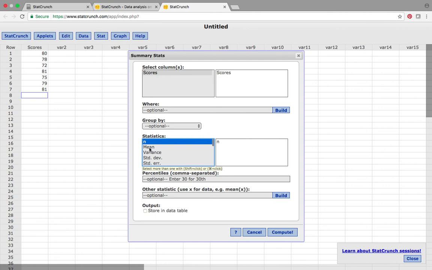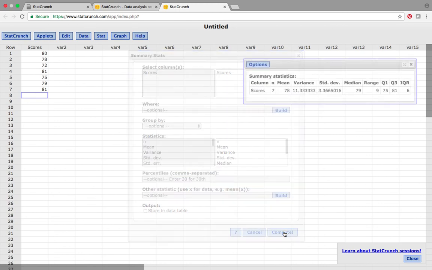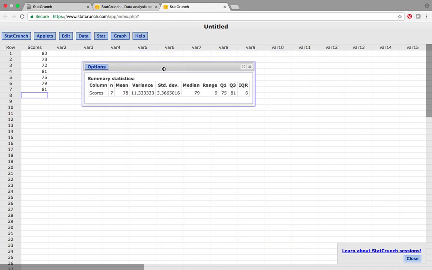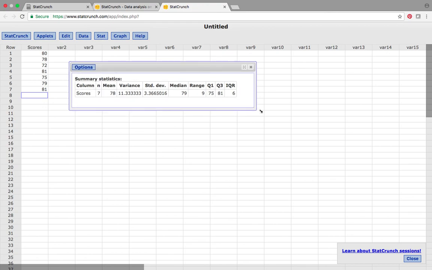So I want the mean, I want the variance, I want the standard deviation, I want the median, I want the range, I want the Q1, I want the Q3, and I want the IQR. Now there's some other stuff down here that's interesting: skewness, kurtosis, coefficient of variation, adjusted standard deviation. Those things are interesting, but right now I want to keep it just the basics. All right, come down here to compute. Well, guys, do those numbers look familiar?